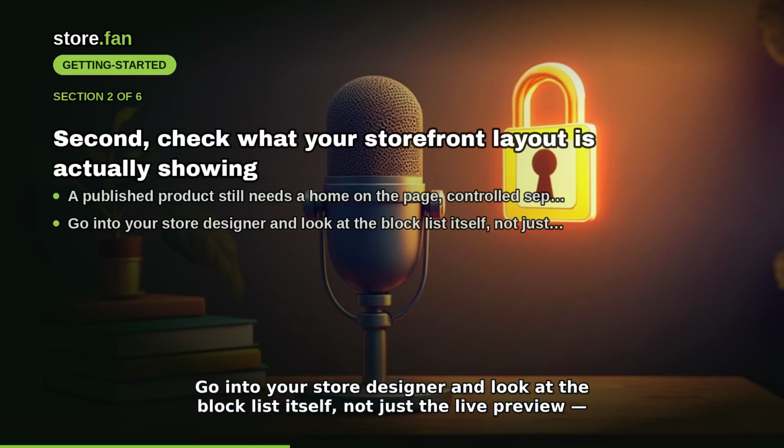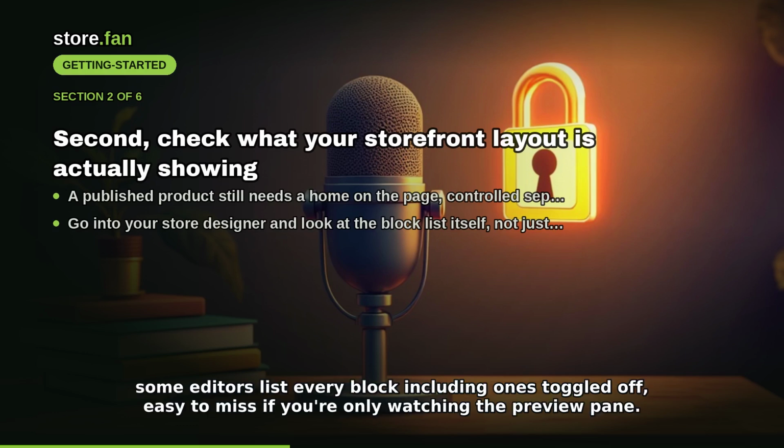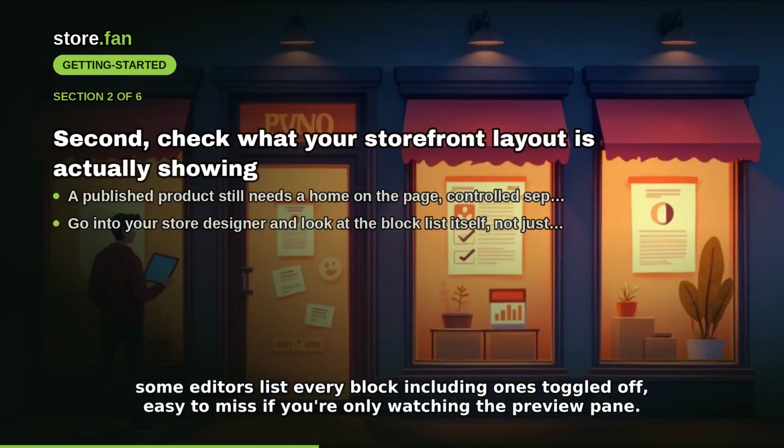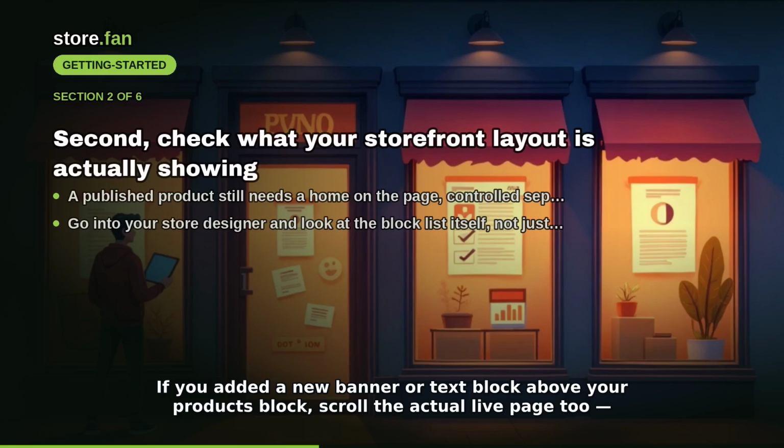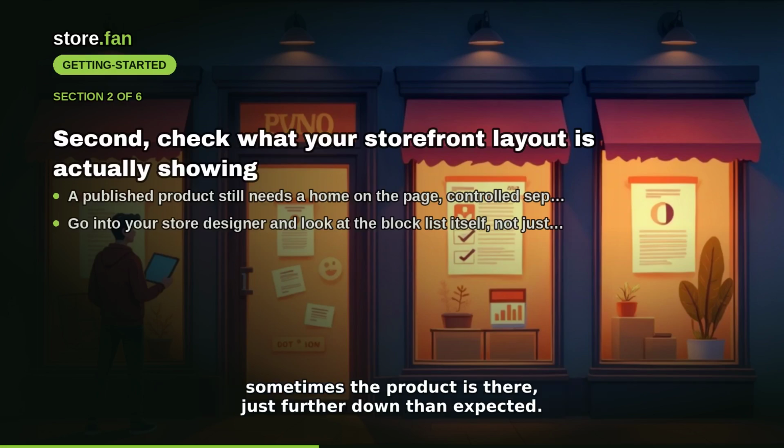Go into your store designer and look at the block list itself, not just the live preview. Some editors list every block, including ones toggled off. Easy to miss if you're only watching the preview pane. If you added a new banner or text block above your product's block, scroll the actual live page too. Sometimes the product is there, just further down than expected.